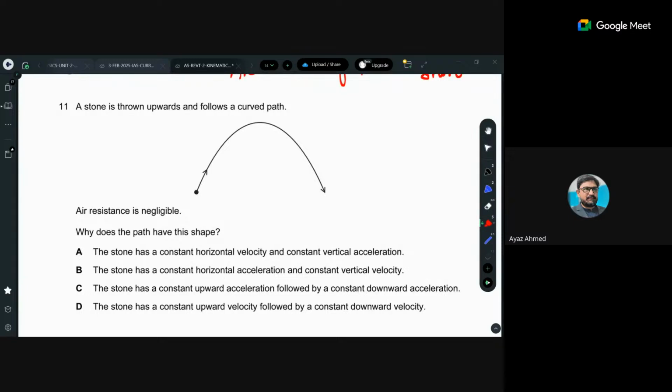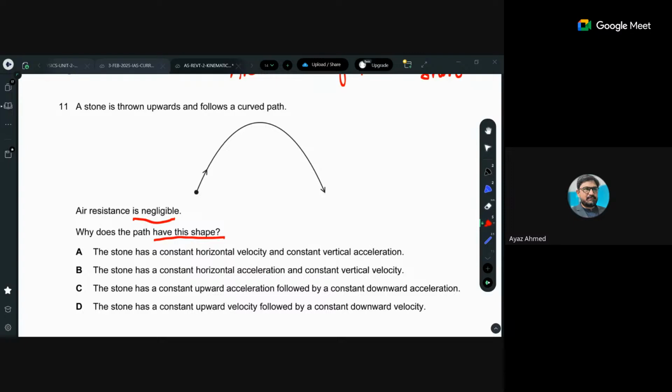Now the questions are basically from projectile. The stone is thrown upwards and follows a curved path. The air resistance is negligible. Why does the path have this shape? Because if we consider the vertical and horizontal velocities, the horizontal velocity is constant throughout, and vertically it has acceleration, right? So the stone has a constant horizontal velocity and constant vertical acceleration.